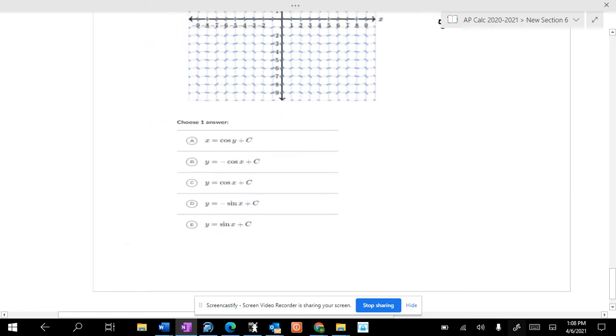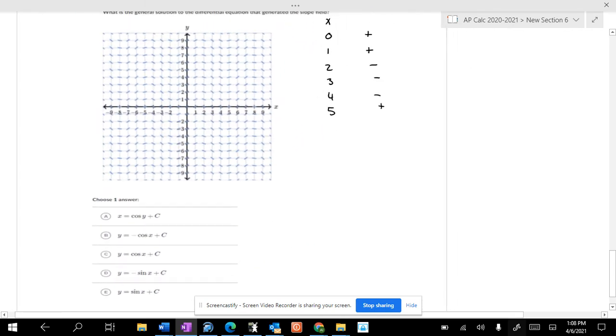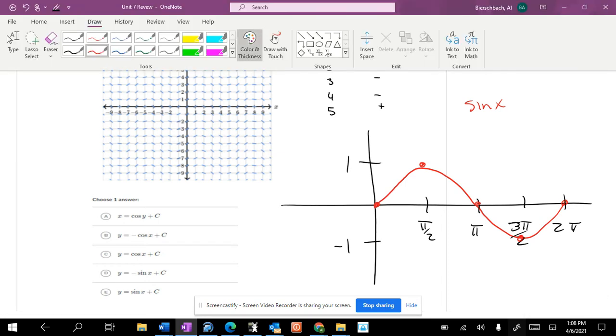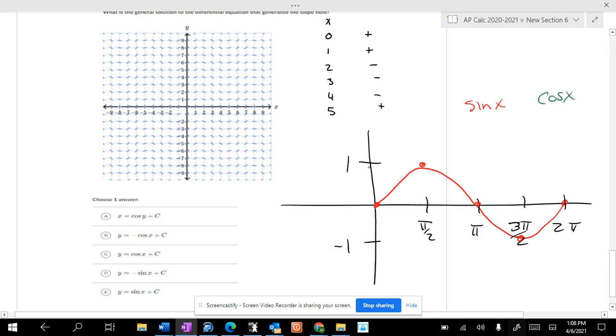Now, these are trig functions. So you got to remember what's happening here with trig functions. Okay? So, it's either the sine curve or the cosine curve. Now, remembering back to when we did this in trig. Pi over 2, pi, 3 pi over 2, 2 pi, 1, negative 1. If we do the sine curve, it starts here, here, here, here, here. Right? And then the cosine curve starts at 1, here, here, here, here, here.